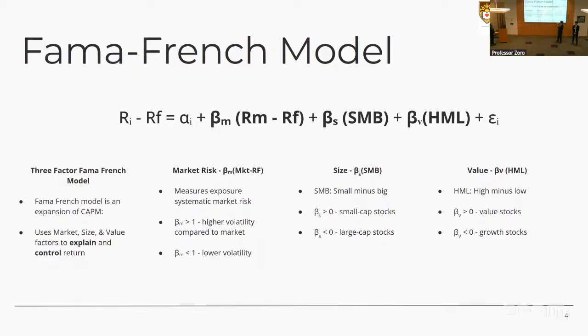And then very similarly, we have the value beta, which is, again, how much a stock behaves like a value stock versus how much it behaves like a growth stock. In terms of size beta, obviously market capitalization is a pretty easy measure for something like that. For value, as a simple proxy, we use book to market, with obviously a high book to market indicating a value stock.